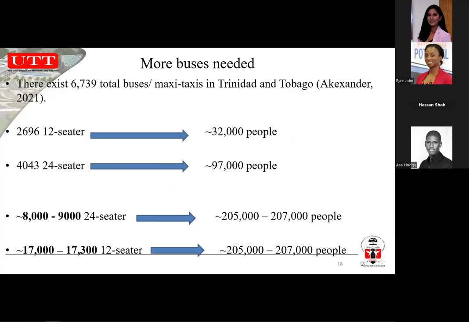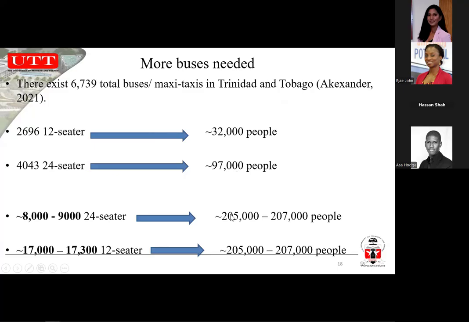So from an article in Trinidad and Tobago in 2021, their statistics showed that we have approximately 6,700 total buses or maxi taxis. However, they did not specify which were 12 and 24. So from our personal observation, we assume 40% were 12, 60% were 24. And from simple calculations, this number of 12-seaters can hold approximately 32,000 people. This number of 24-seaters can approximately hold 97,000 people.